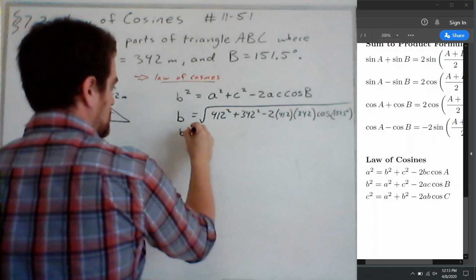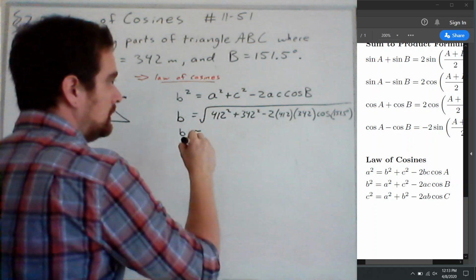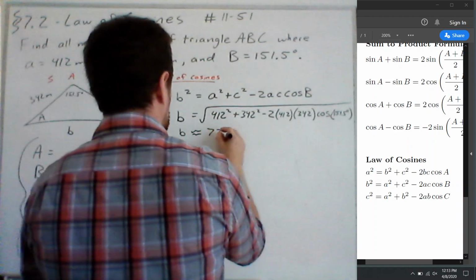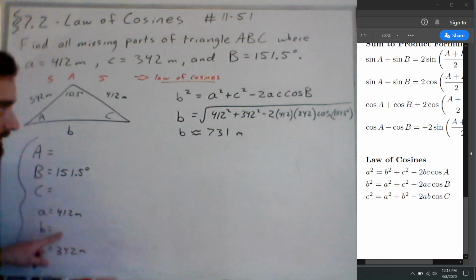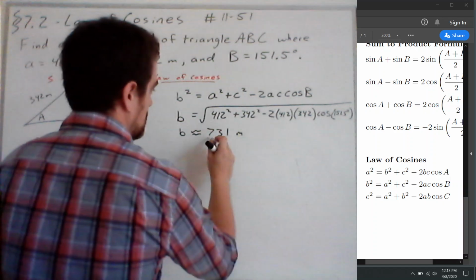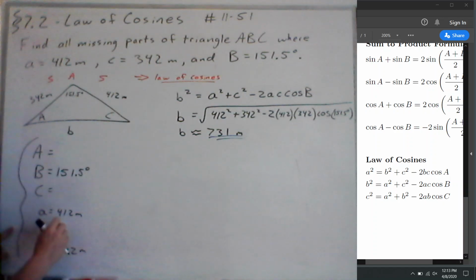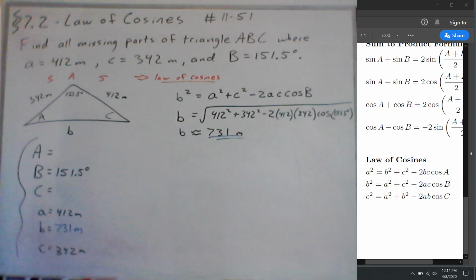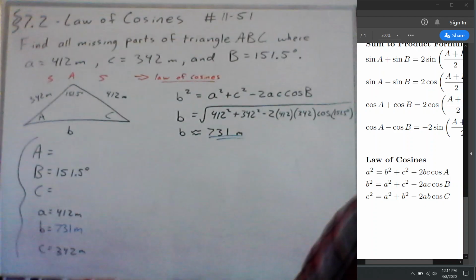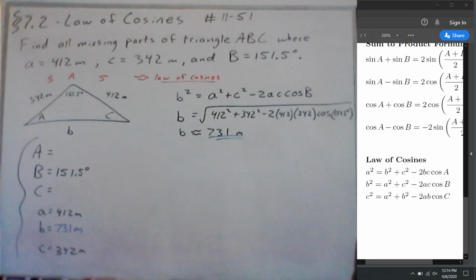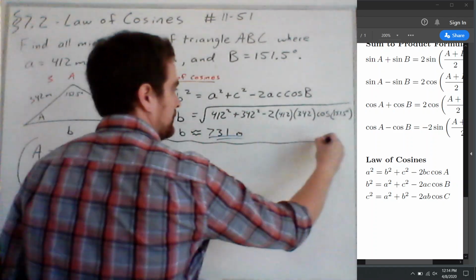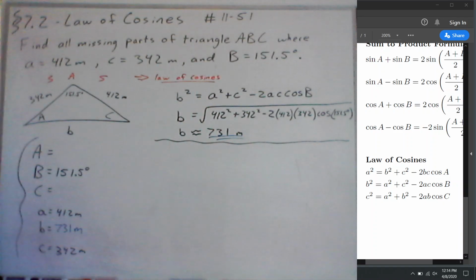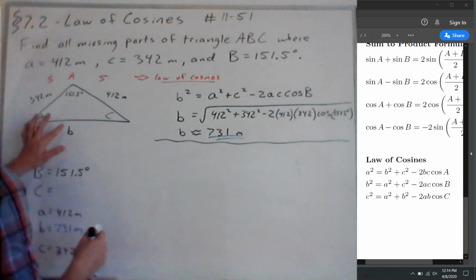And you should get b is approximately, we need 3 significant figures, right? Because see how these sides all have 3 sig figs. So we're going to do the same thing. We're going to say b is 731 meters. My calculator, again, gave something like 731.0032, right? You know how to round that. Okay, so now we know this side.